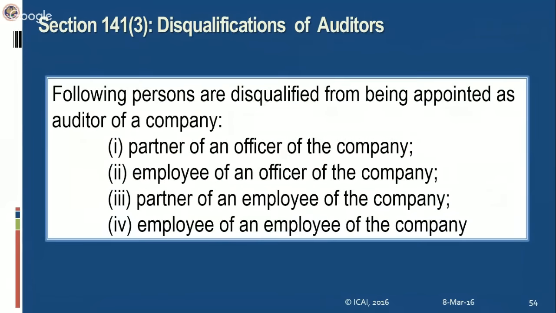Following persons are disqualified from being appointed as auditor of a company: partner of an officer of the company, employee of an officer of the company, partner of an employee of the company, employee of an employee of the company.